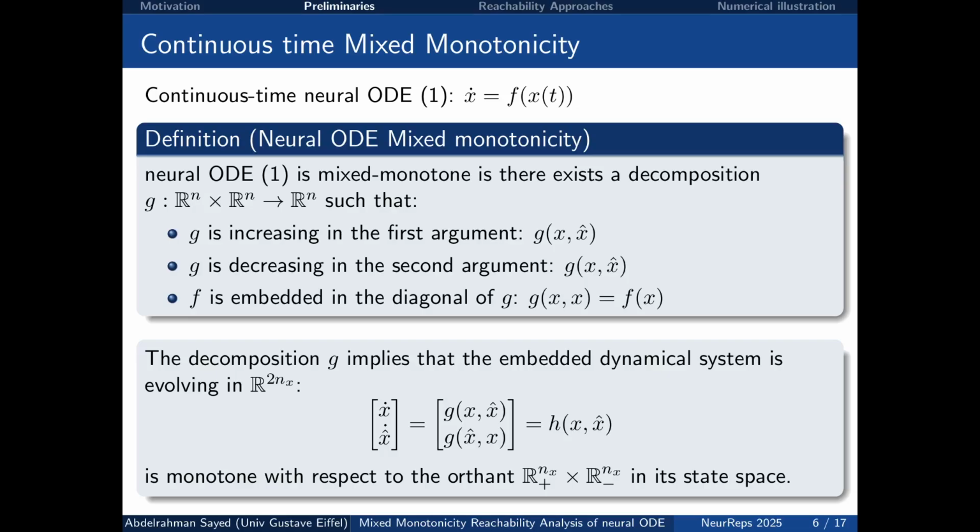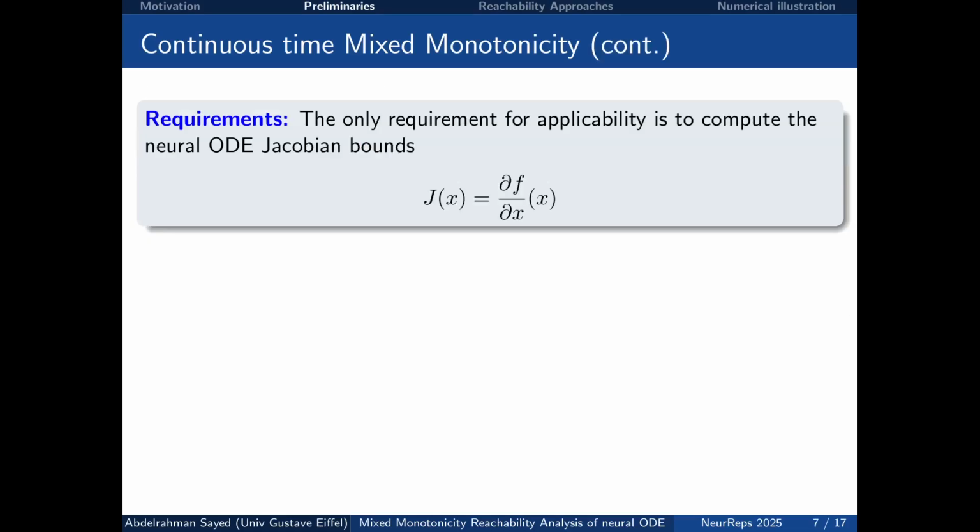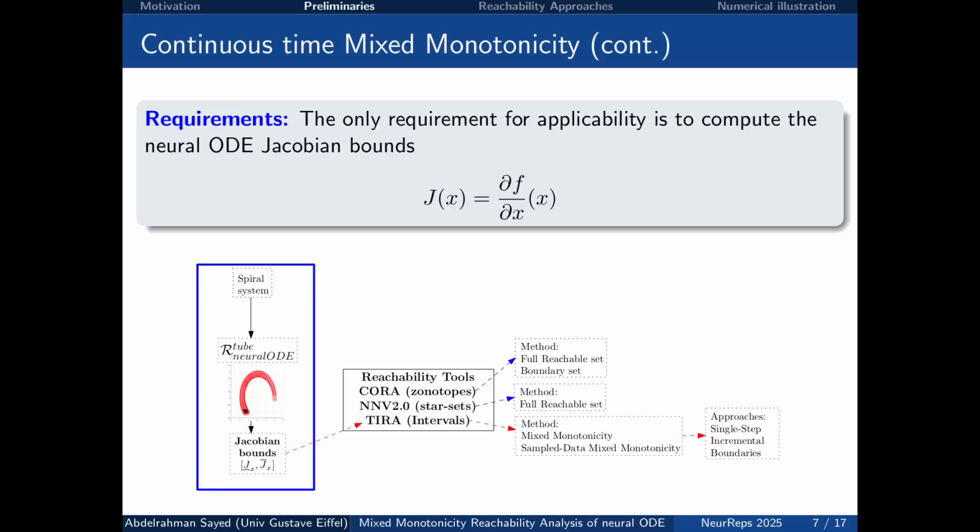The Neural ODE is considered to be mixed monotone if there exists a decomposition function, and this function is increasing in the first argument and decreasing in the second argument, and the vector field f is embedded in its diagonal. The only required condition for applying continuous time mixed monotonicity is to bound the Jacobian matrix of the Neural ODE. And this corresponds to the blue part here, where we first compute the reachable tube over approximation of the system using any available Neural ODE reachability analysis tool, and then we compute the Jacobian bounds using interval arithmetic.